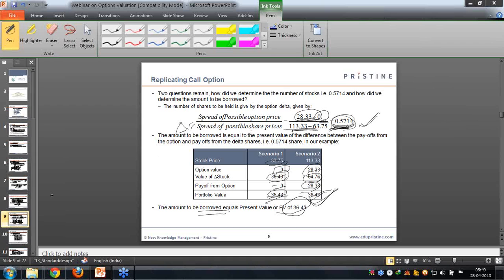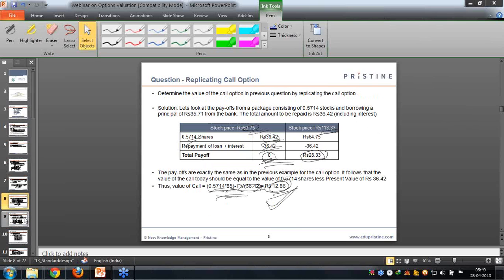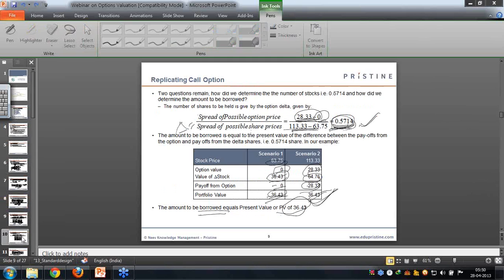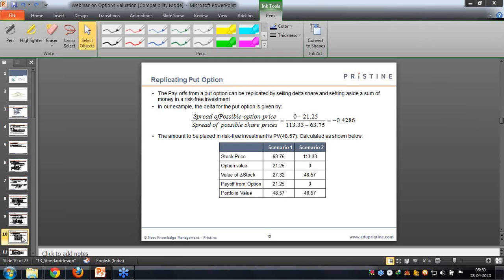you have to borrow. So this is one method by which you can find out the value of option, based on which we found out the value as 12.86. Okay, right. So let's move on to replicating put option.